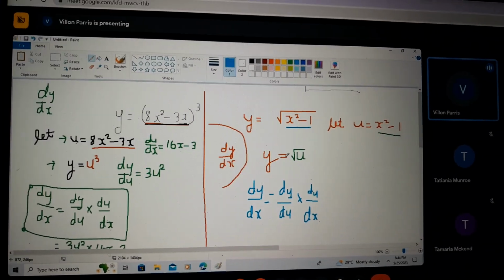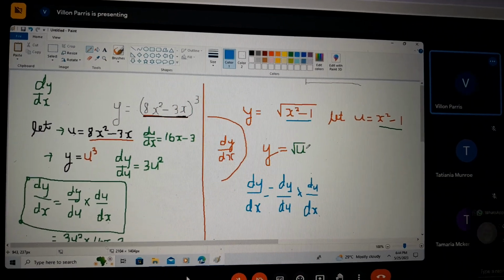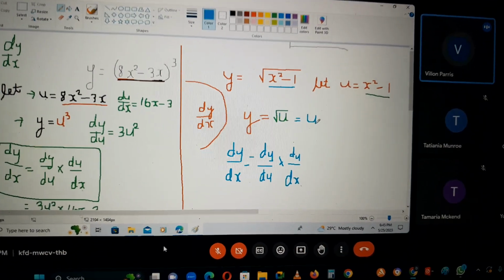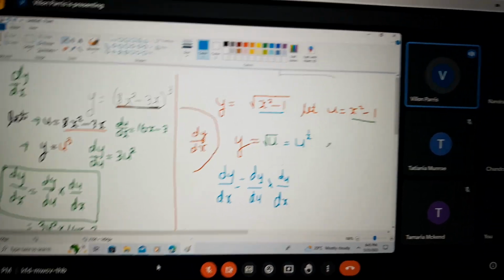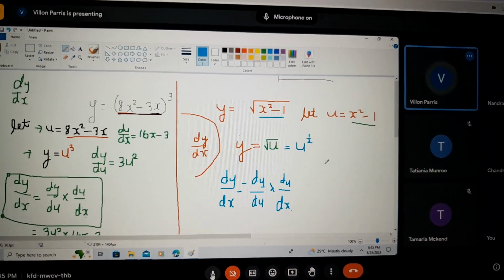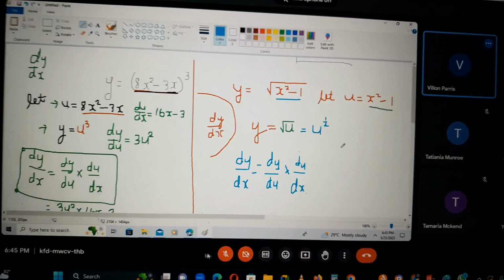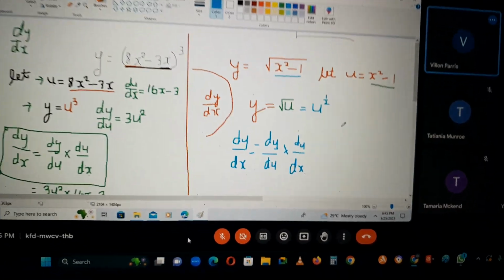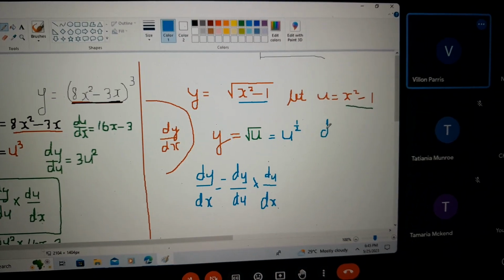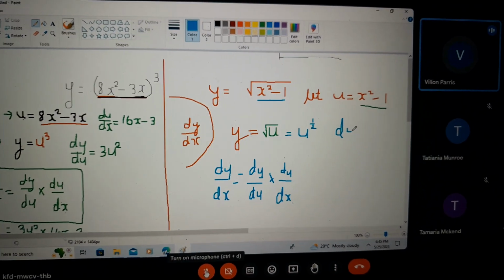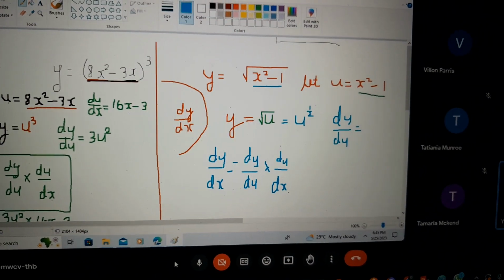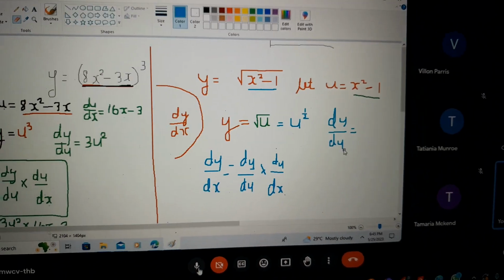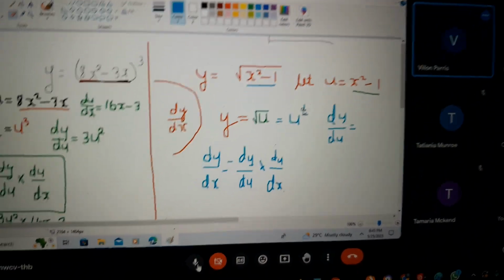Now, what we can do here, y is equal to the root of u, we can rewrite this as u to the half power. Is that good with everyone? Yes, sir. Square root simply means to the half power, right? u to the half power. When we differentiate y, we get dy/du. So let's differentiate that.